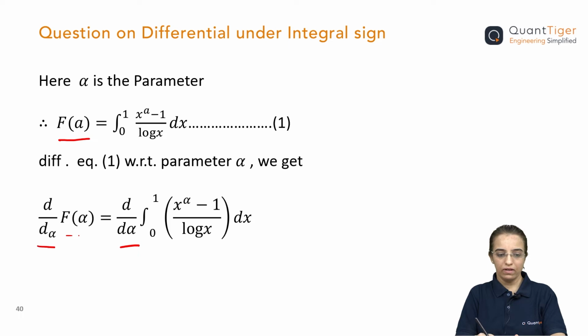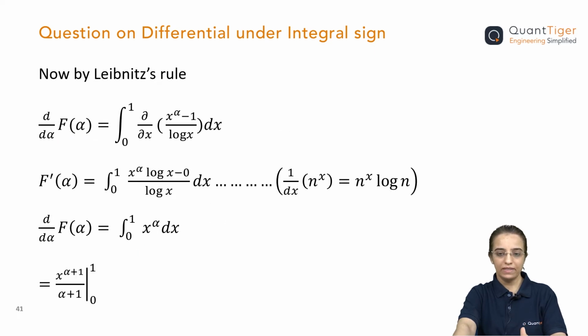With respect to alpha, we have differentiated it here. The rest of the thing I have kept as it is. So next step, we will apply the Leibniz rule.